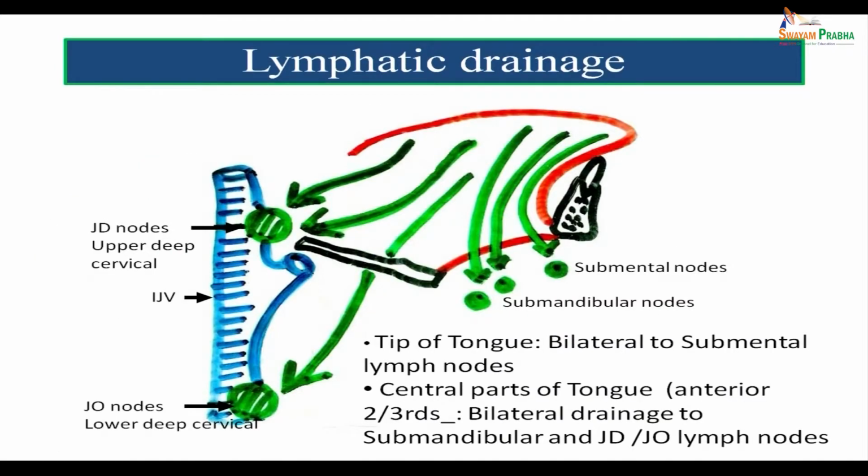Now we come to a very important part, which is the lymphatic drainage of the tongue. This is very, very important because carcinoma of the tongue usually spreads by way of lymph nodes. So you must remember, first let us have a look at the various lymph nodes which are present here.